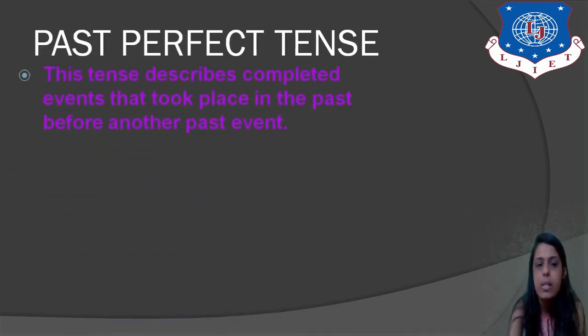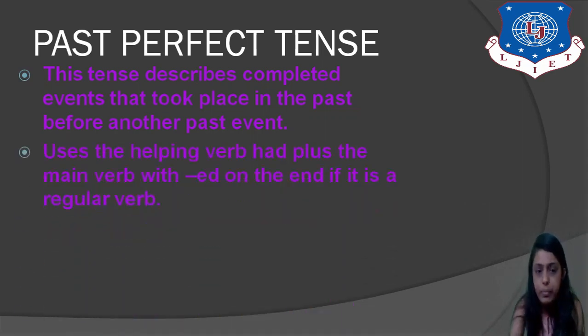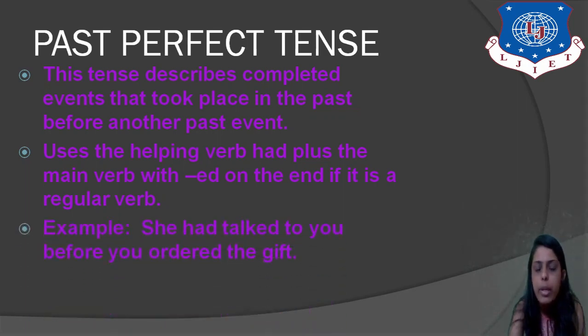Now past perfect tense. This tense describes the complete event that took place in the past before another past event. So it took place before one more past event. So use a helping verb had, right? Whenever you are talking about past perfect tense, you have to use had. Whenever you talk about present perfect tense, you have to use has and have, right? So past perfect, remember had plus verb with ed, regular verb. Irregular verb, you have to look at the chart.